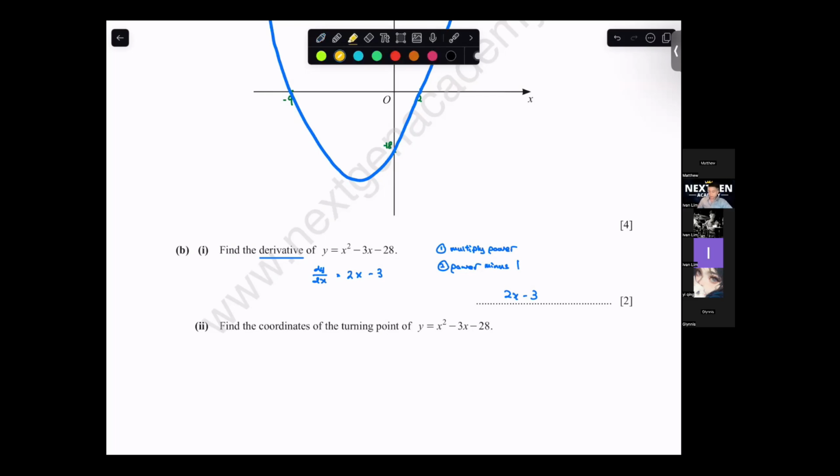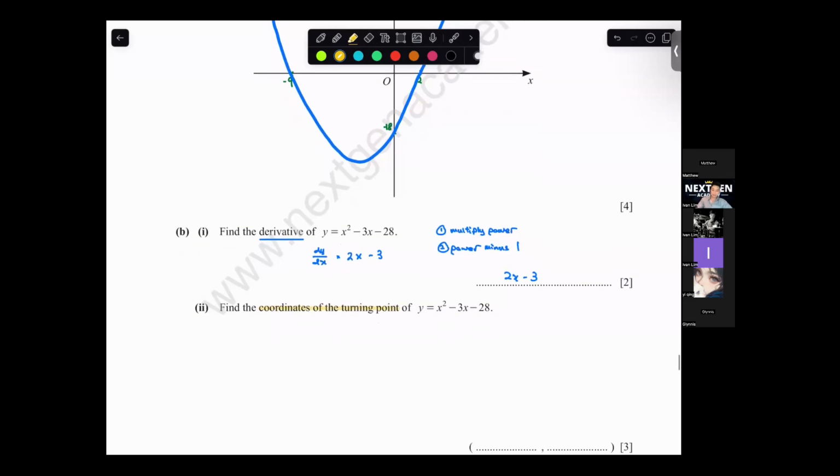Okay, the next one. Find the coordinates of the turning point of y equals x squared minus 3x minus 28. Whenever they say the word turning point or stationary point, this is your maximum point or minimum point. For this question, this is a happy face graph, so your turning point is a minimum point. What we know about the turning point is that the dy over dx value equals 0. We already found the dy over dx from the previous one. So I want to let dy over dx equal 0. Let's solve for this: 2x minus 3 equals 0.